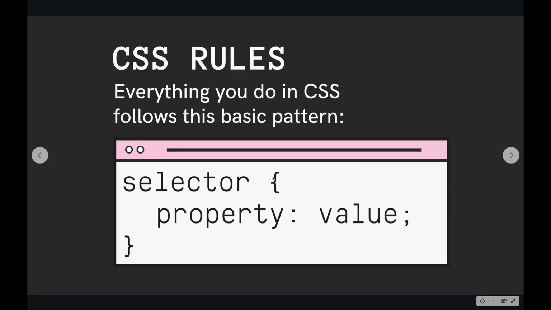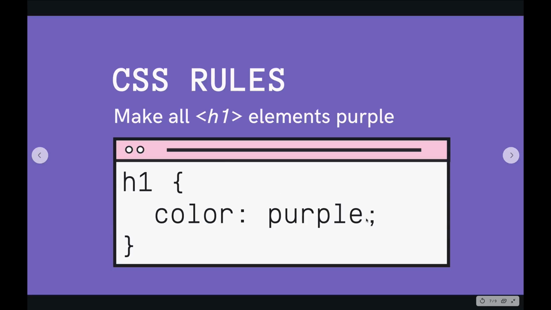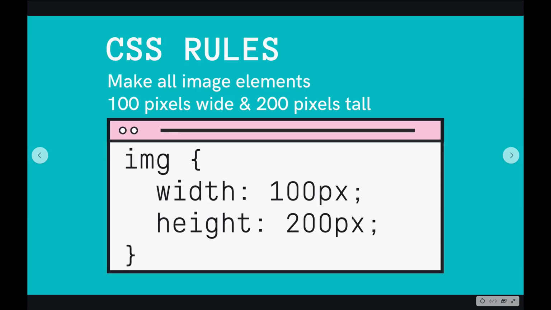Then we have curly braces, and in those curly braces, we set our CSS rules, which are a property name, like color, a colon, and then a value, like purple. So here's an example. This will make all H1 elements on the page have a color of purple. Or this will make all image elements on the page have a width of 100 pixels and a height of 200 pixels. So notice this pattern.